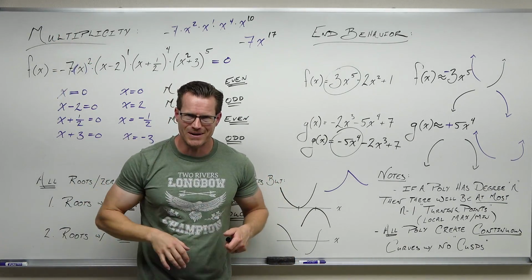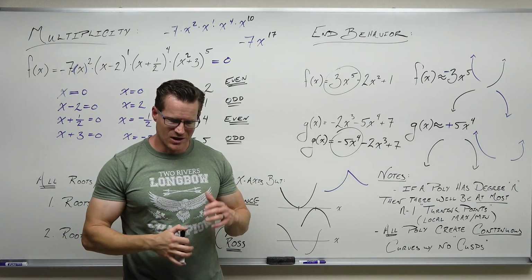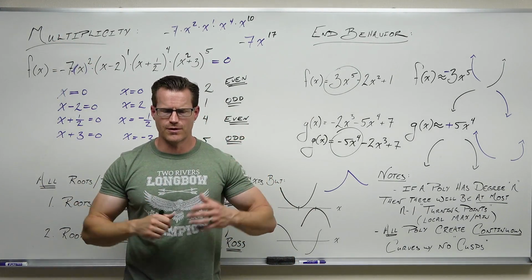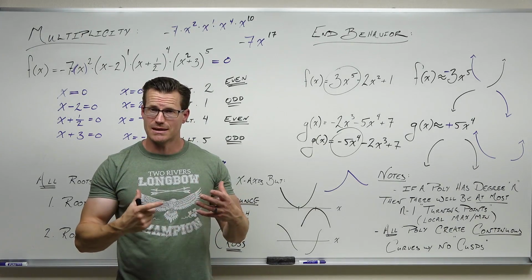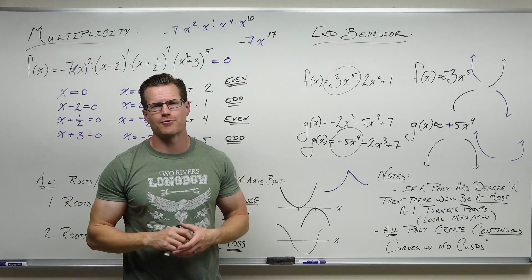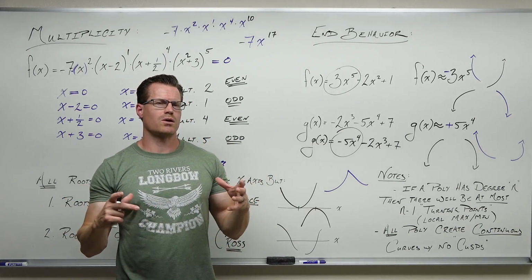Okay, now I hope that makes sense. So you talked about multiplicity, you talked about end behavior, we've done an example of that fake distribution to get the leading term, where we get end behavior from, and next time we'll start wrapping all this together.